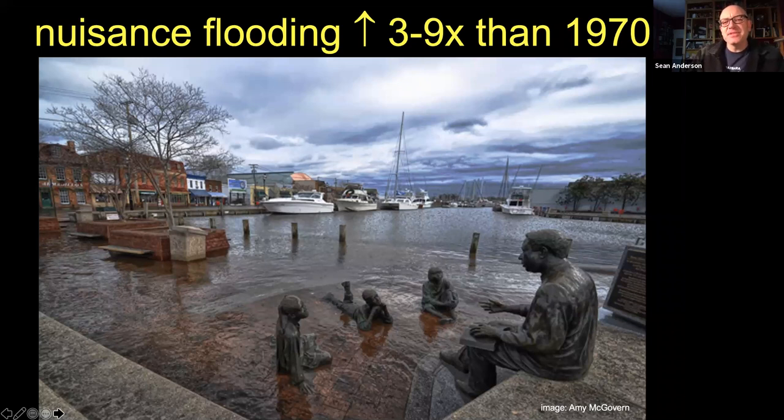But if we look at the US, what we see is nuisance flooding like this. So the ocean level getting high such that the water is causing problems and flood problems. Those events, depending on where we are, on which coast and in which location, are somewhere between 3 to 9 times more common than they were in 1970. So we might call it vanilla coastal flooding, and it is happening more frequently.